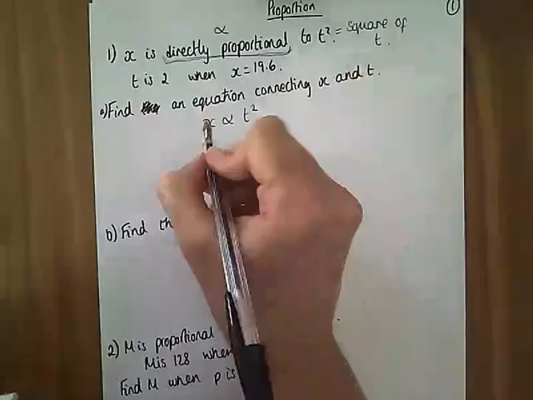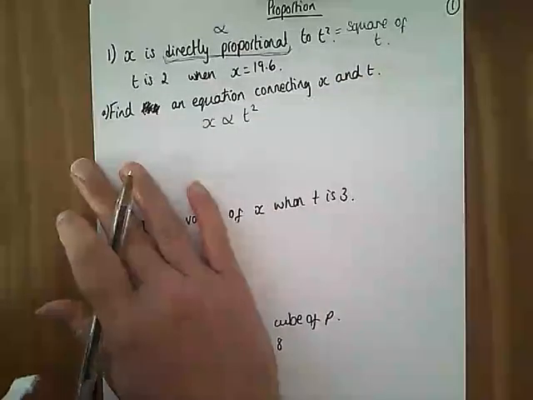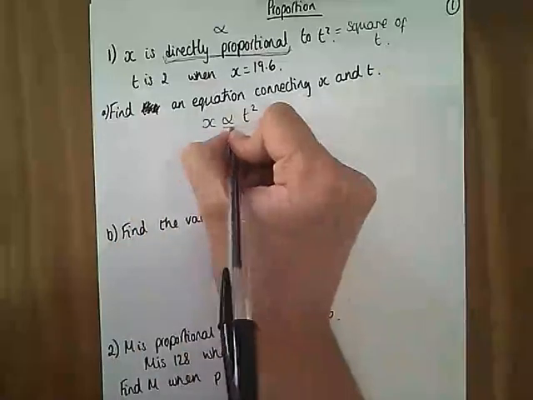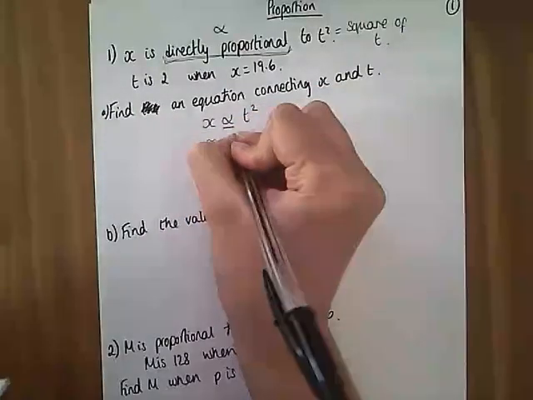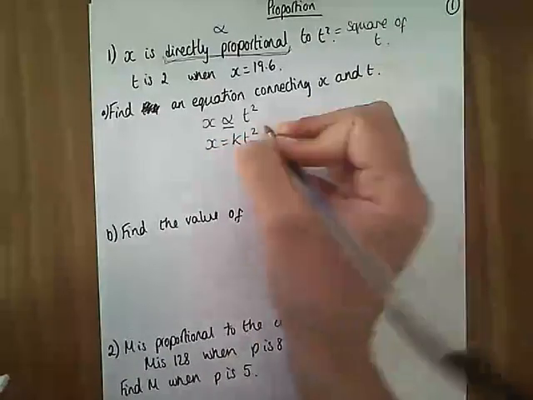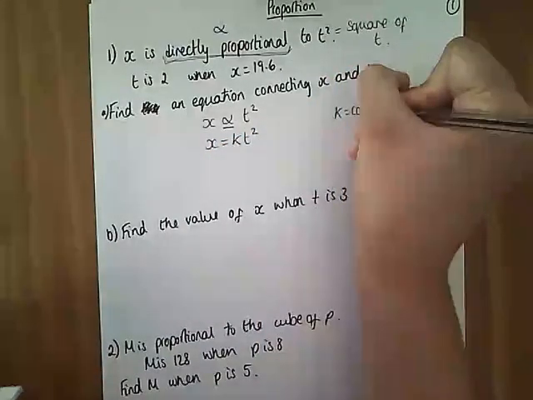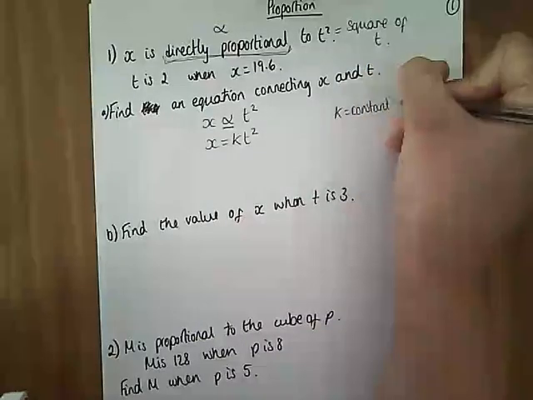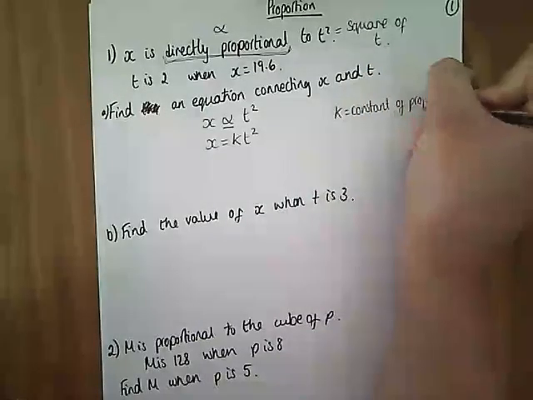So we're going to first of all write it with a fish. We are then going to replace the fish with an equals and a k. So we're going to say x equals k t squared. K is what we call a constant of proportionality. Now that sounds much more complicated than it is. All it actually is is a number.